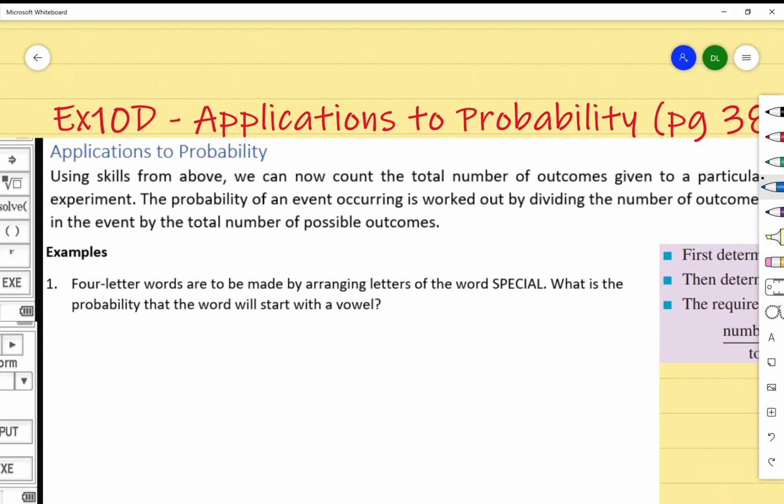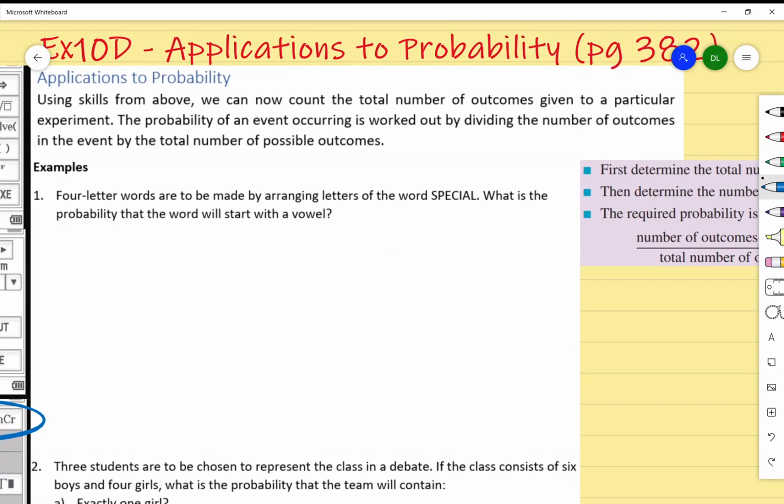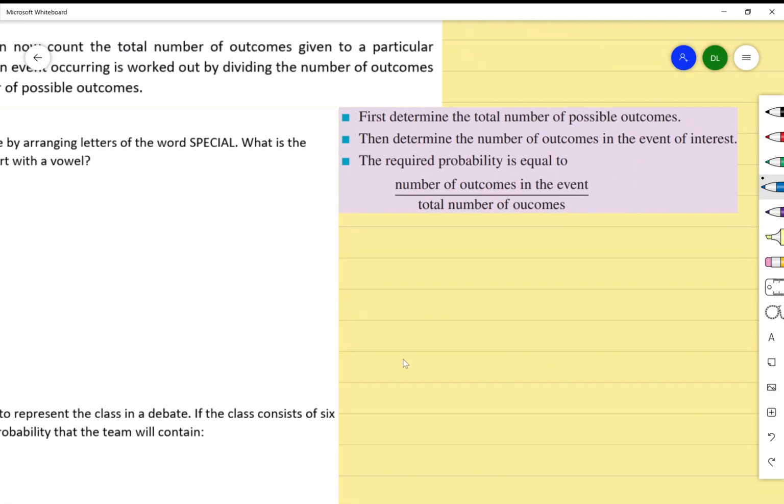Here we go. With applications of probability, we can now count the total number of outcomes given a particular experiment, where the probability of an event occurring is worked out by dividing the number of outcomes in the event by the total number of possible outcomes. I'm going to move this to the right-hand side so you can see the different steps involved. To keep it concise, first you find out how many total possibilities there are, in other words, use your counting method.